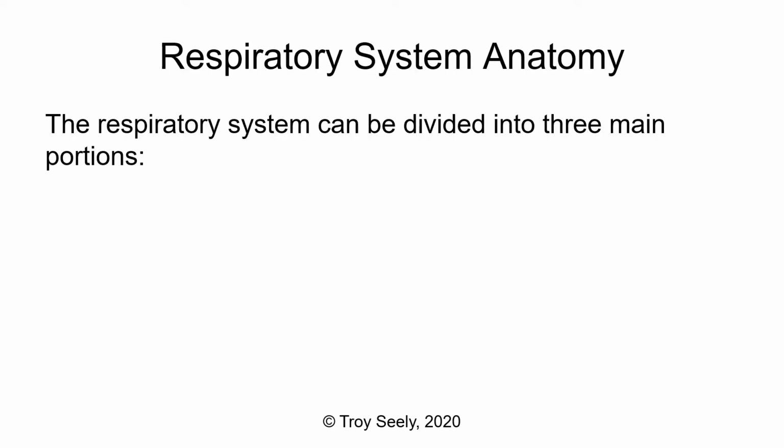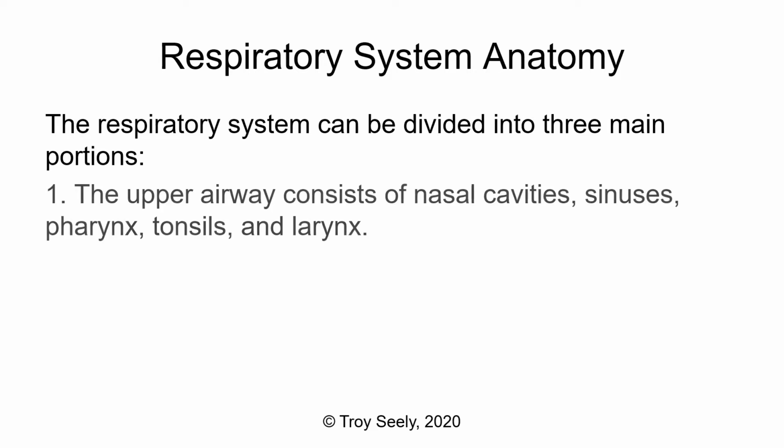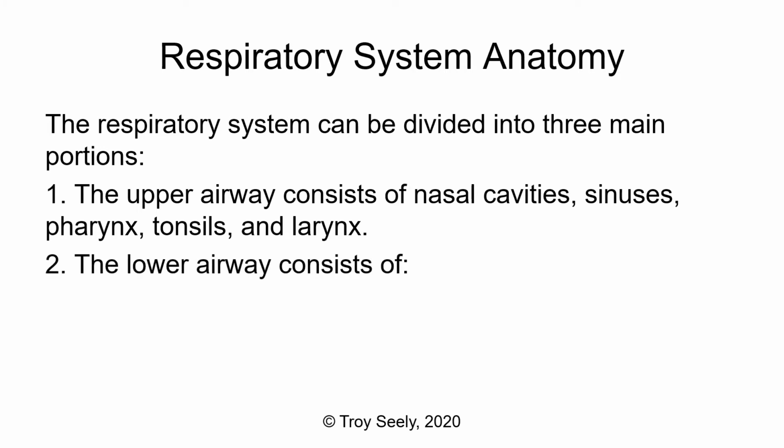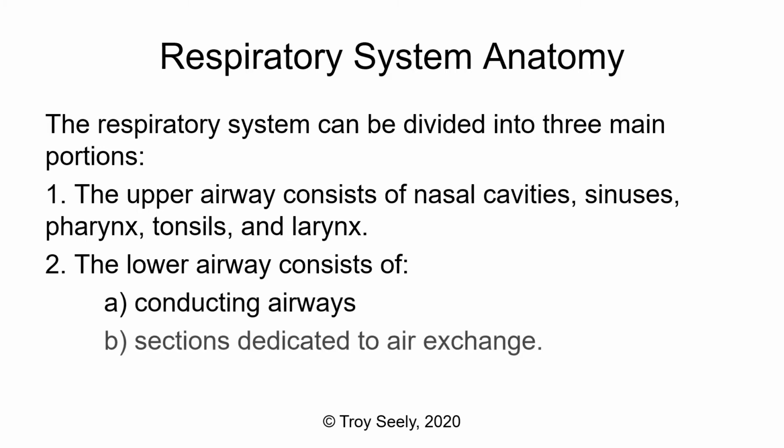So when reviewing the respiratory system anatomy, the system can be divided into three main portions. There's the upper airway, and this consists of nasal cavities, your sinuses, the pharynx, tonsils, and the larynx. And then there's the lower airways that are below that, and that consists of two different parts. One section is deemed the conducting airways, and the second section is dedicated to air exchange itself. In looking at the three different portions, we can appreciate that each one of these plays a specific role related to the anatomy of the respiratory system.